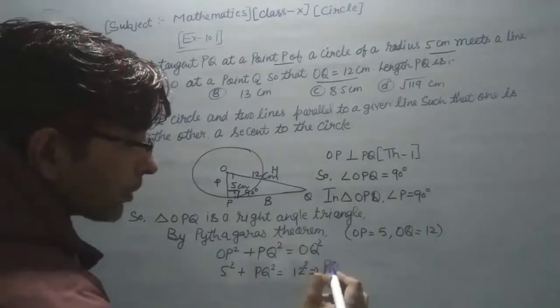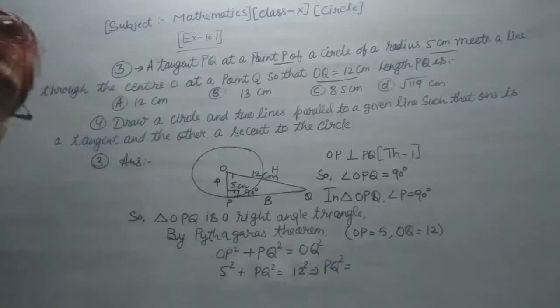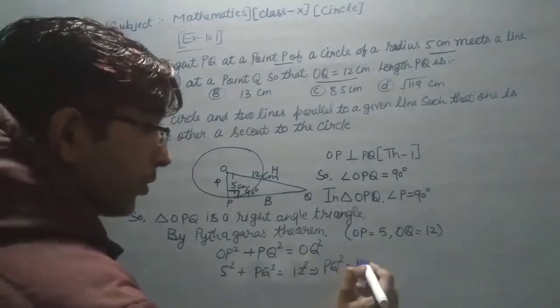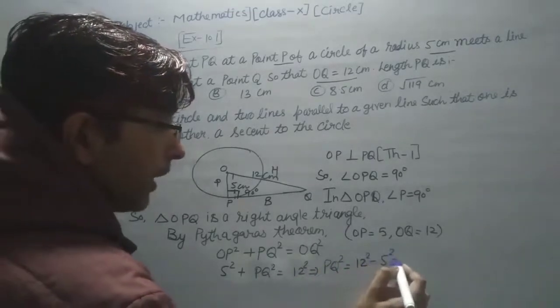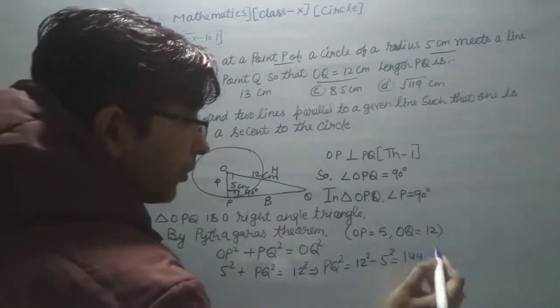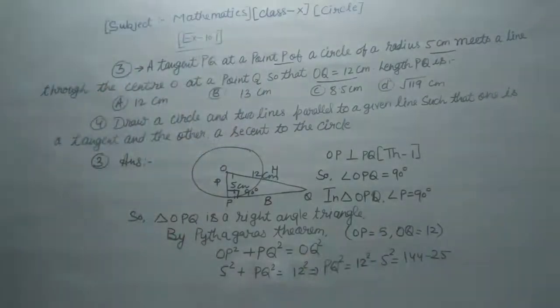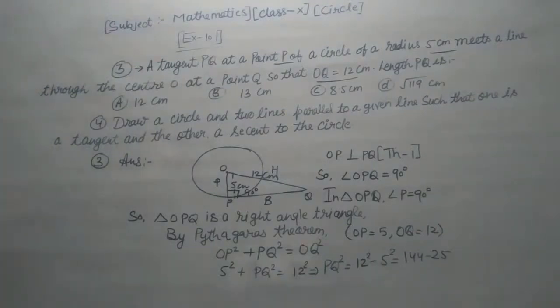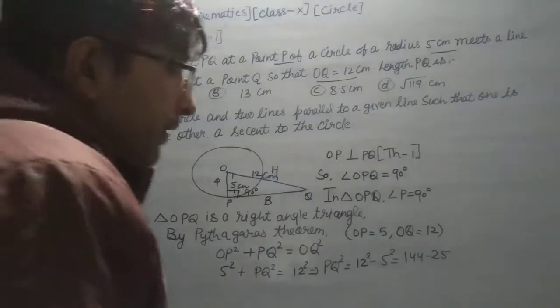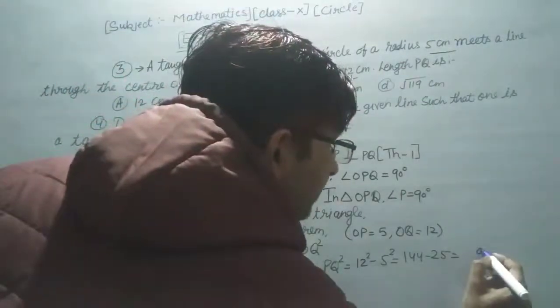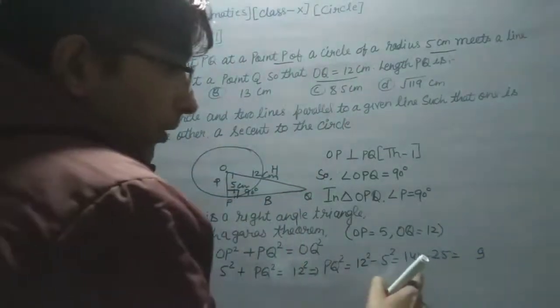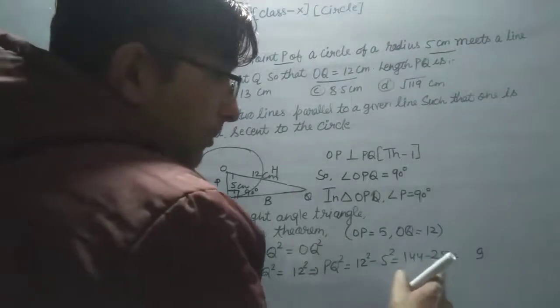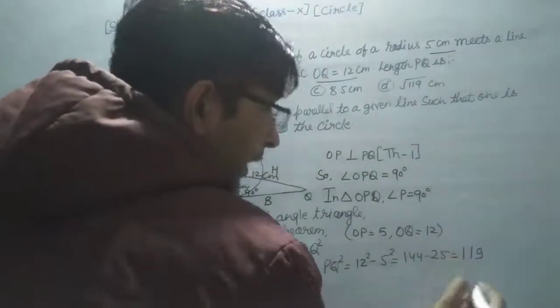Now PQ square is equal to 12 square minus 5 square. That means 144 minus 25. So how much value do you have? 14 minus 5, that value is 9. Now 3 is left. 3 minus 2, that means 1, and 1.